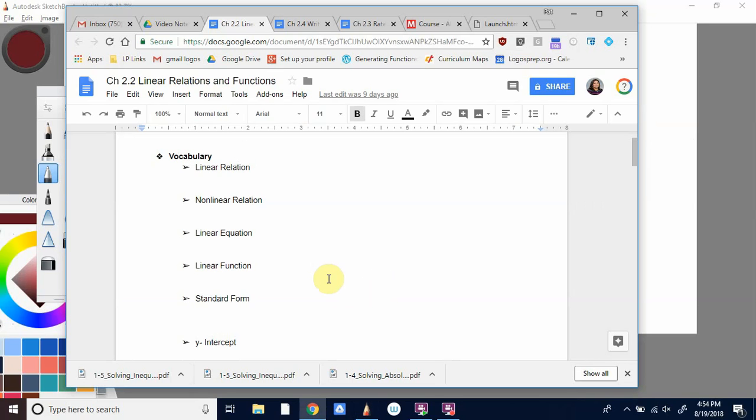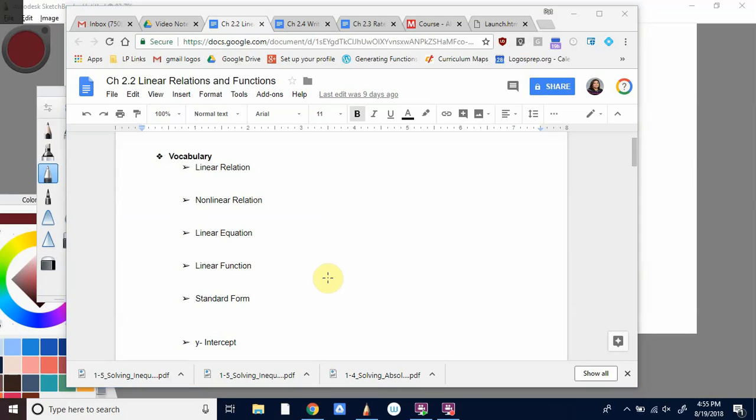Linear relation is just relations that have straight lines. And nonlinear relations are relations that are nonlinear or non-straight lines. So a curve, a U-shape, a circle. We're talking about their graphs. What is a linear equation? It's just the equation of a linear relation or a linear line. And it's got some special characteristics that you need to know about.